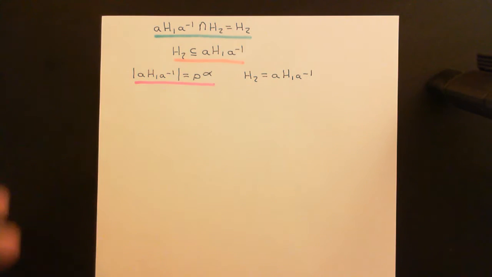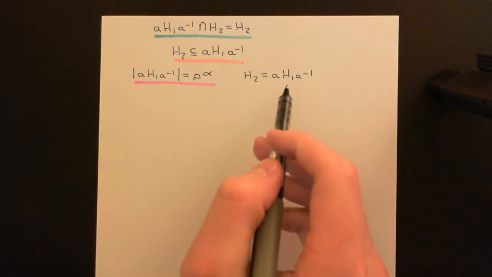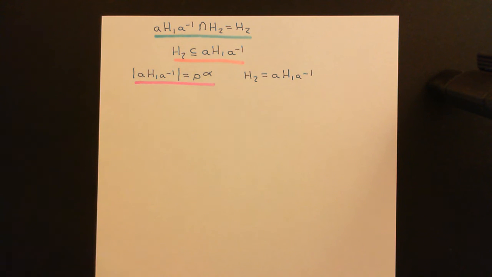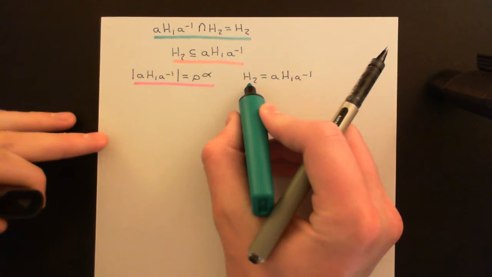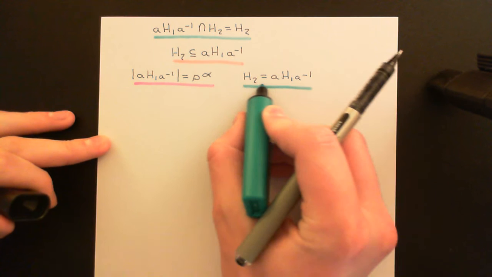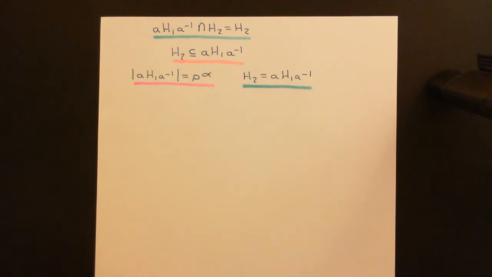So what this has thus told me is that if I take any two Sylow P subgroups of my group capital G, there will always exist some little a that I can use to conjugate the first of my Sylow P subgroups to turn it into the second of my Sylow P subgroups. Or in other words, all Sylow P subgroups of a group capital G are conjugate to one another. And we're going to make great use of this fact in our proof of the third Sylow theorem.